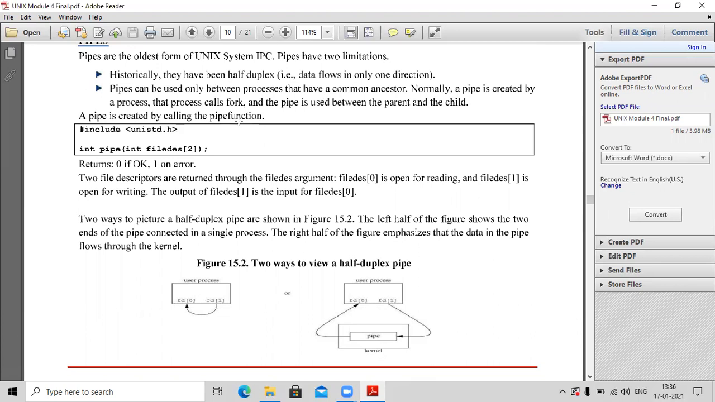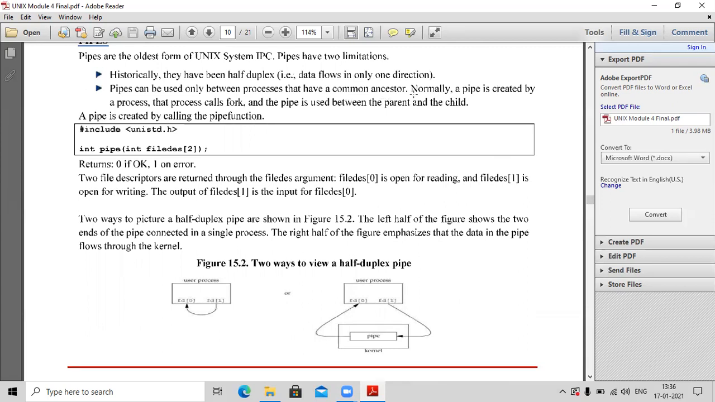And also, whenever the processes want to communicate with each other, if there is a process called A and a process called B, both these processes should have a common parent, that is called a common ancestor. Only if both the processes have a common parent or a common ancestor can they communicate with each other. That is the limitation that has been stated here. Pipes can only be used between processes that have a common ancestor.